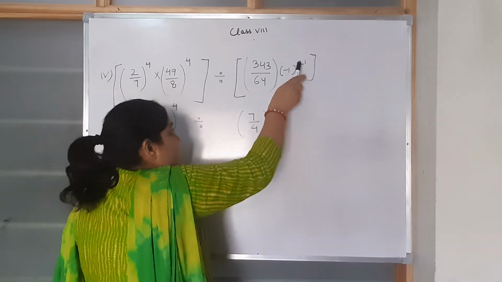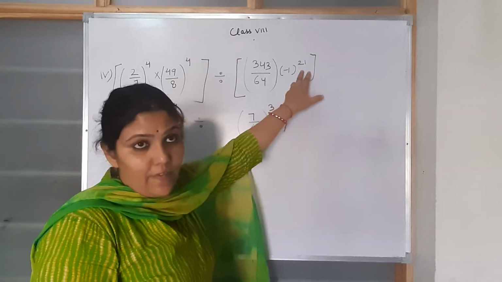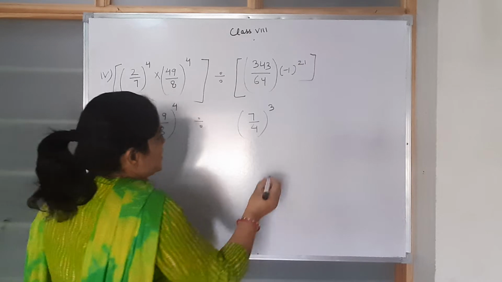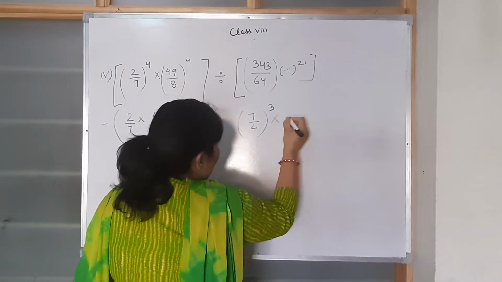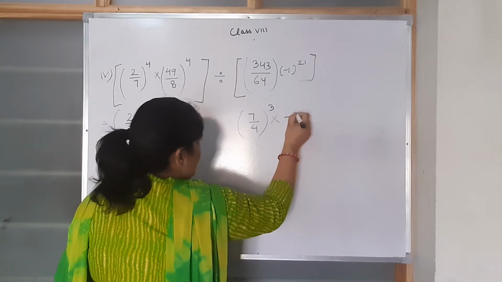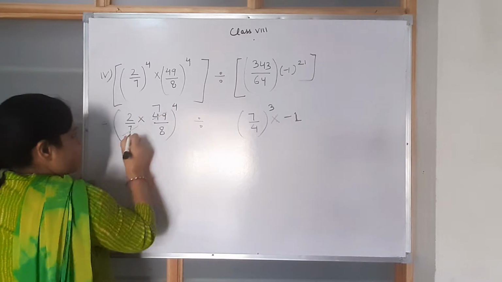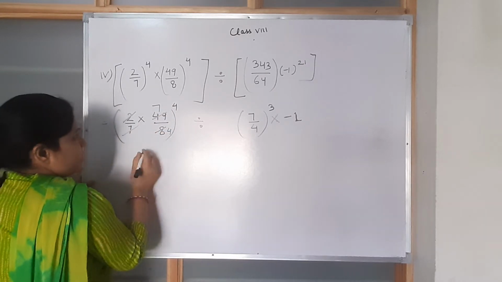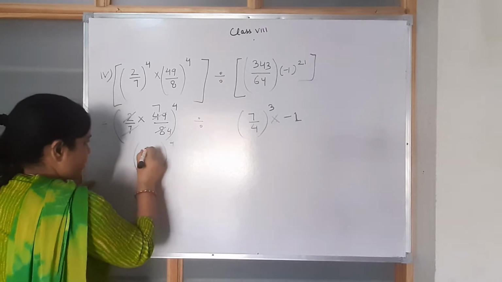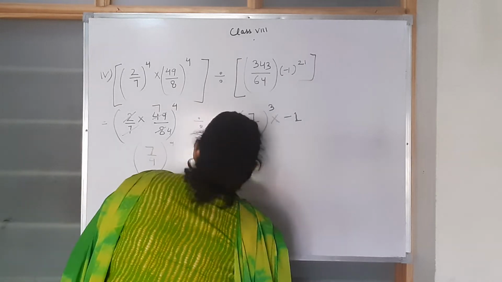Now just look here, minus 1 raised to the power 21. Odd power we have. It means it's an odd power. So we'll get what? Plus 1 or minus 1? We'll get minus 1. Now just look here. 7 7s are 49. 2 4s are 8. So this is going to be what? 7 upon 4 raised to the power 4.